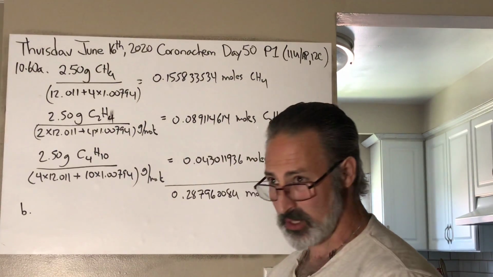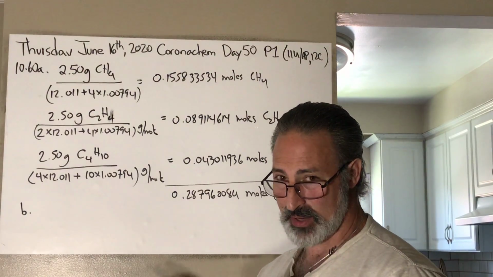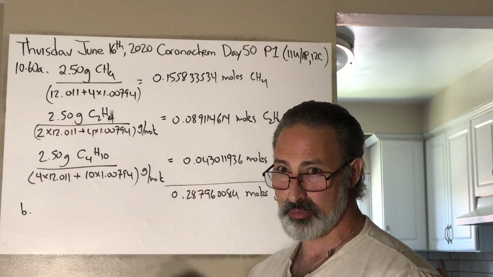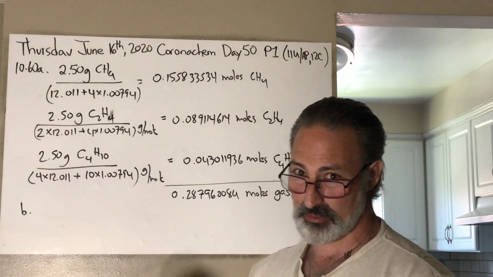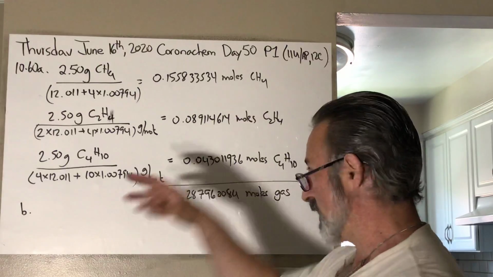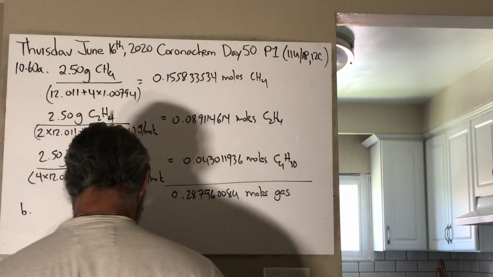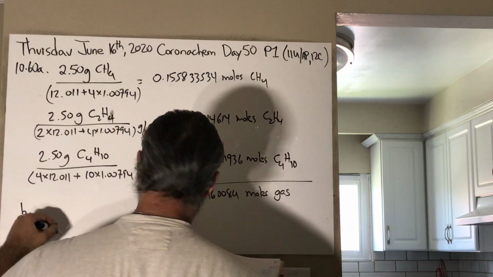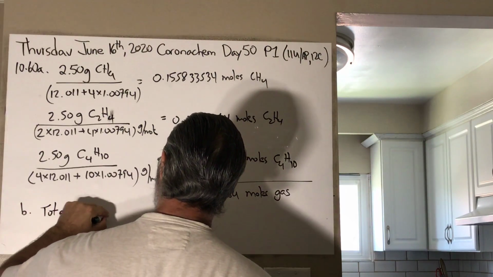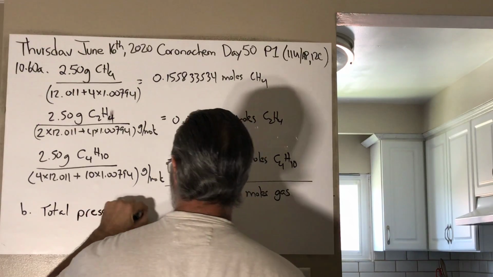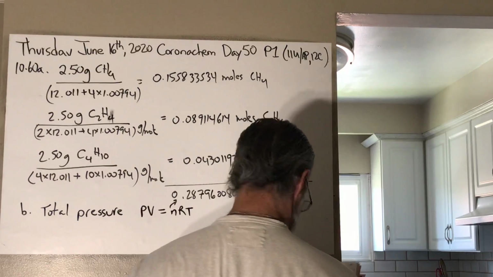According to the ideal gas law, the chemical composition of the gas is irrelevant. Its contribution to pressure is strictly a function of how many moles of the gas are present. So find out the total moles of gas. That's going to help you find the pressure. So total pressure then is given by P equals nRT, where n is the total amount of gas.